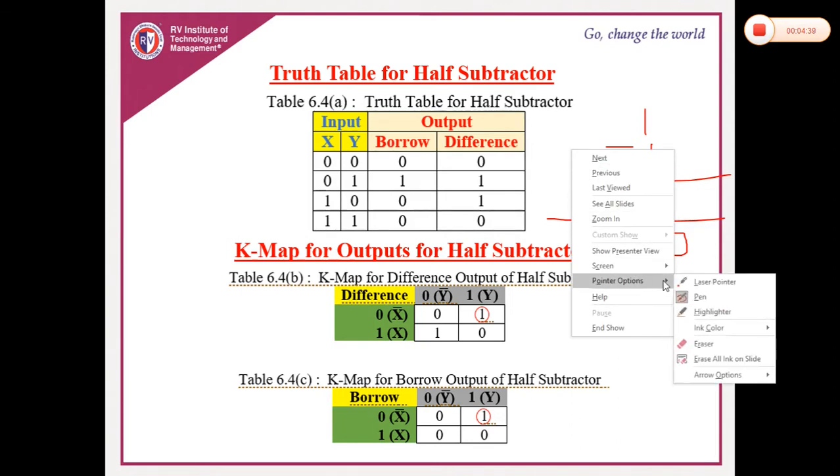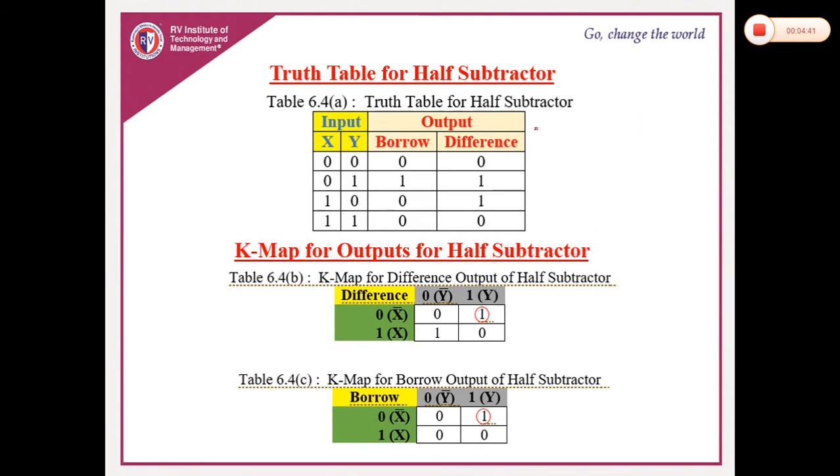Once you are done with the half subtractor functionality table, it is our duty to get the expression for difference and borrow. In order to get these expressions, again go for the K-map technique. For 0 1 1 0, when I put it here, there is no quad possible and no pair possible, so only single entities we have to take.